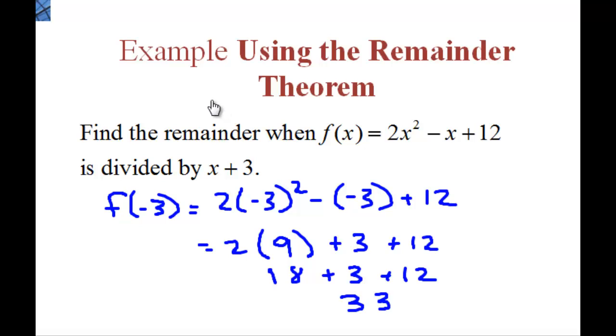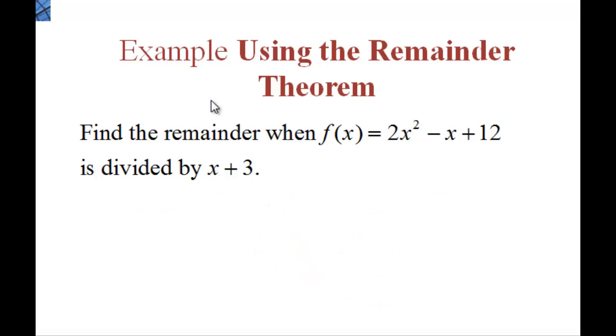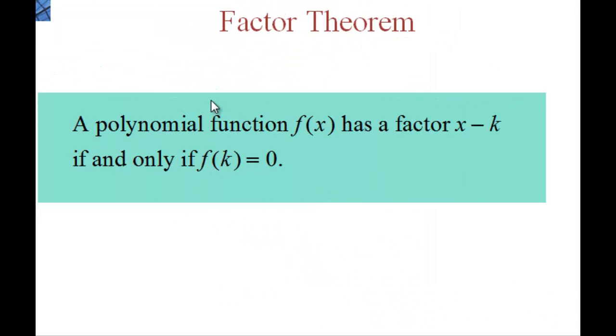So why is this important to know? Because a polynomial function has a factor x minus k if and only if f of k equals 0. So it's a factor of something if the remainder is 0.